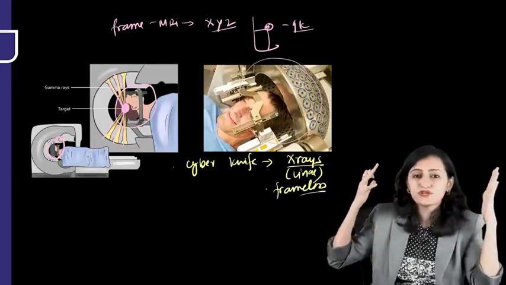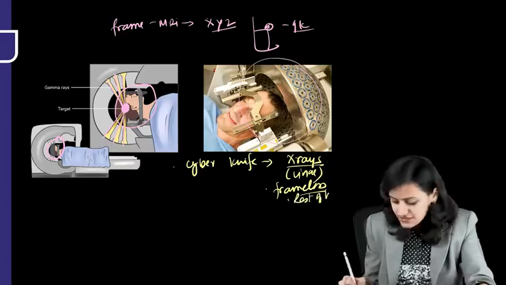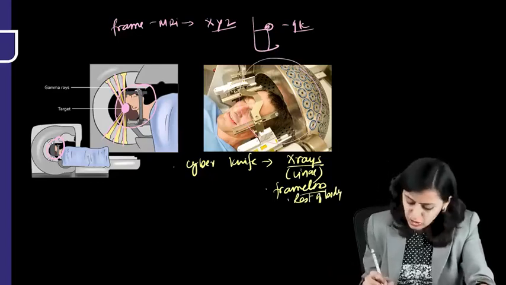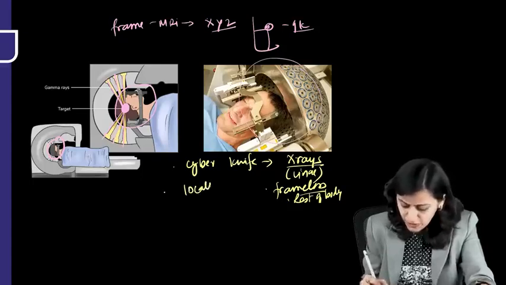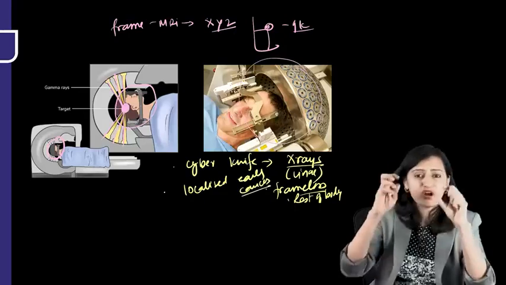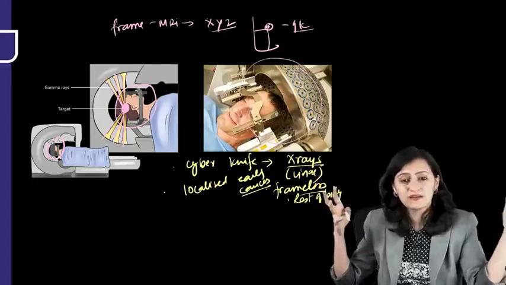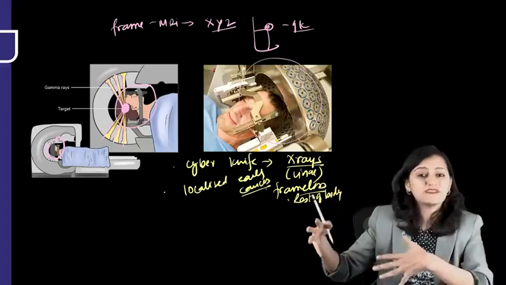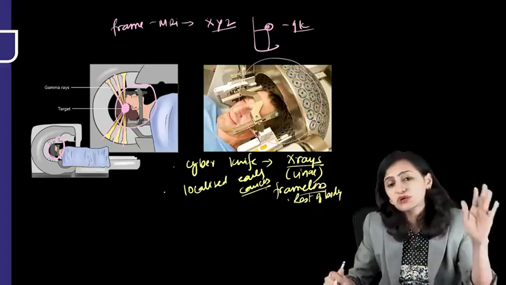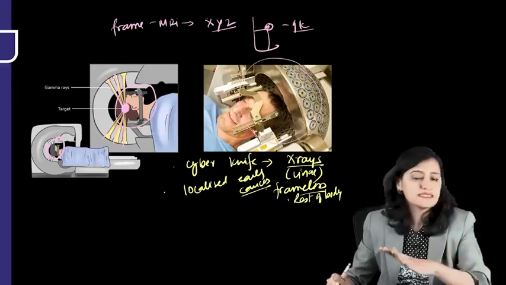We do not need to use the frame in the CyberKnife, and it can be used for the rest of the body also. So these are the treatments which are used for localized early cancers, right? It is for one-site cancer. It is not for a cancer which has already spread, like lymph node mets or lymphangitis carcinomatosis. We don't use it in cancers which have already spread, but in early localized cancers.